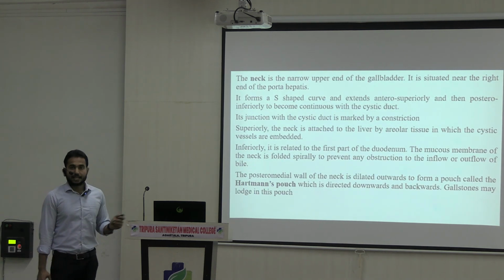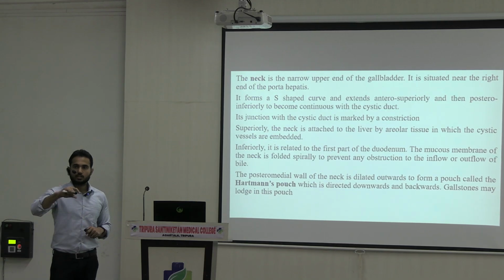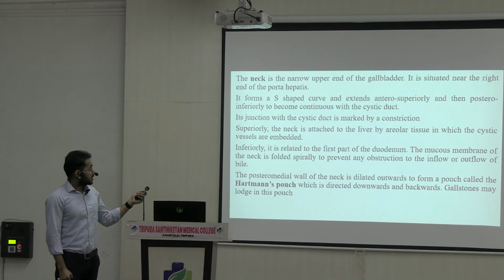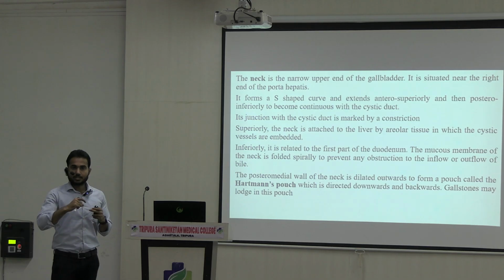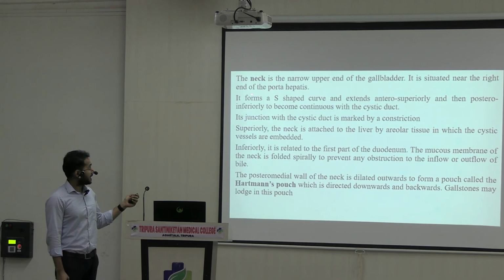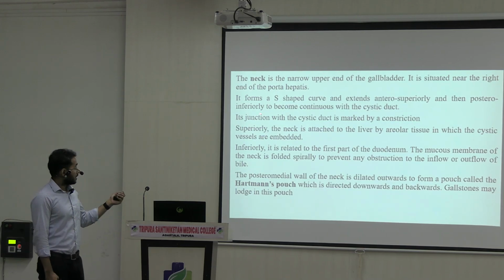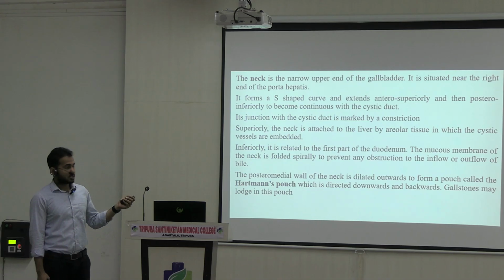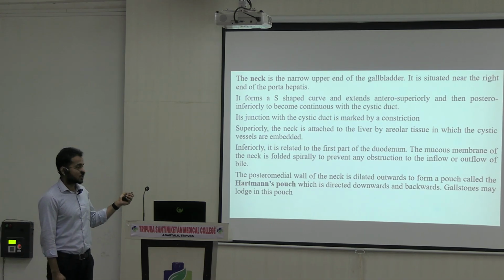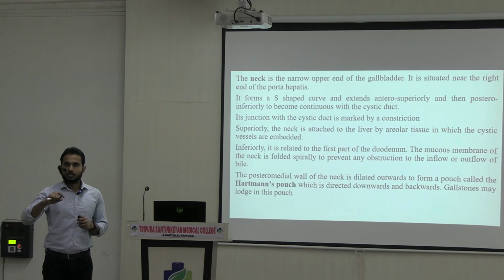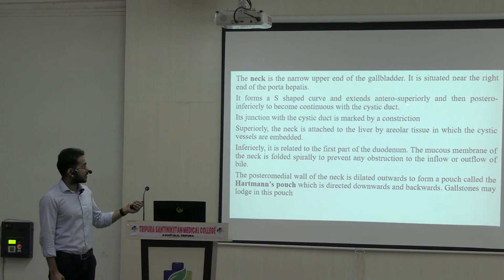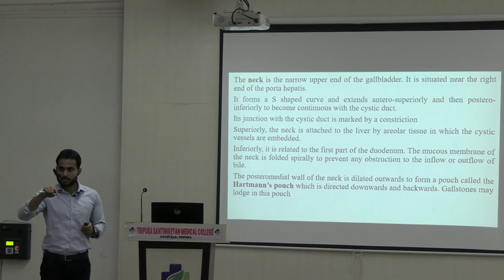Next, the neck of the gallbladder. From the body, the neck starts. The narrow upper end from the body is the neck of the gallbladder. It is situated near the porta hepatis, the right part of the porta hepatis. It forms an S-shape because it extends anterosuperiorly and then posteroinferiorly. That's why it forms an S-shaped structure.